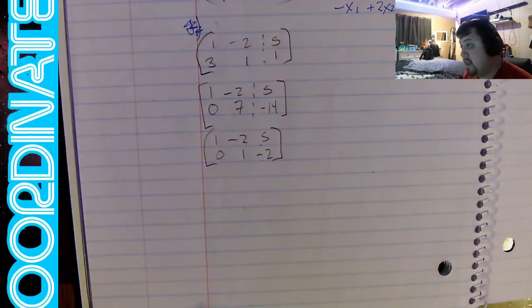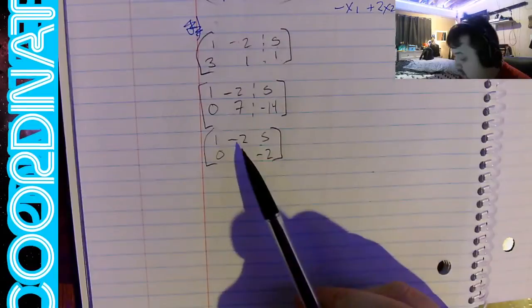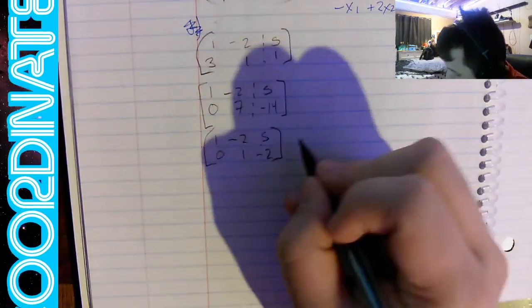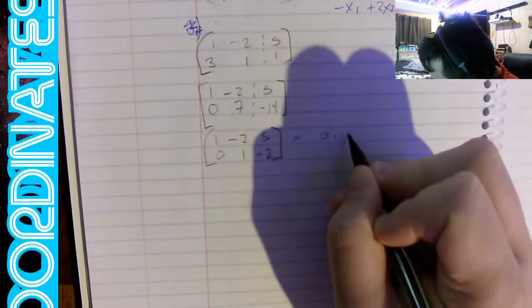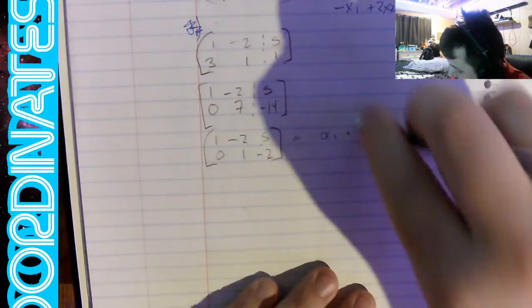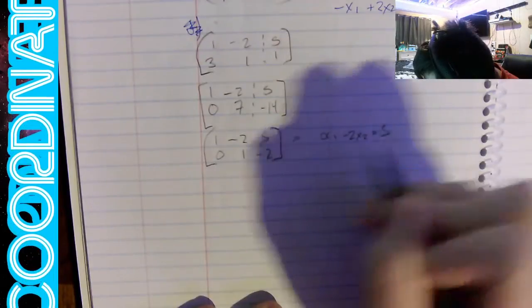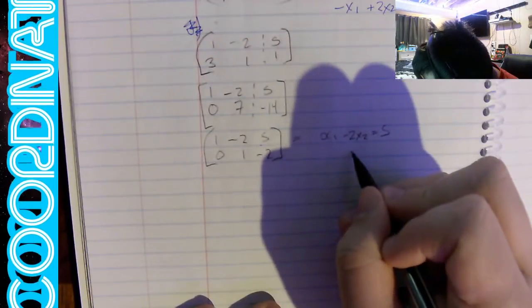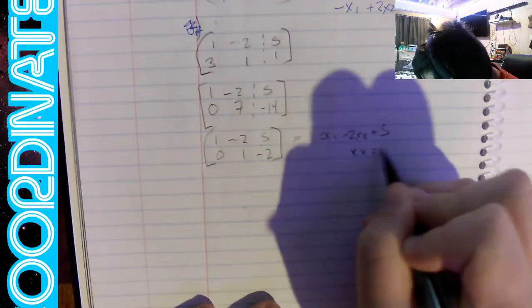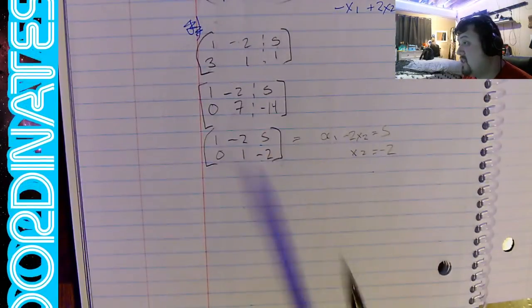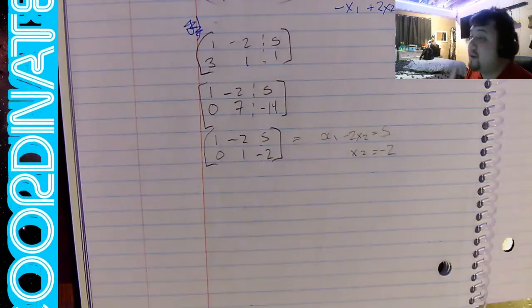Now, the issue is that I don't want this to have a number, because right now what this is saying is x1 plus, I should say minus, negative 2x2 equals 5, and x2 equals negative 2. That's what that's saying right now. I still have that 2x2. I want to get rid of it somehow. How do I do that?